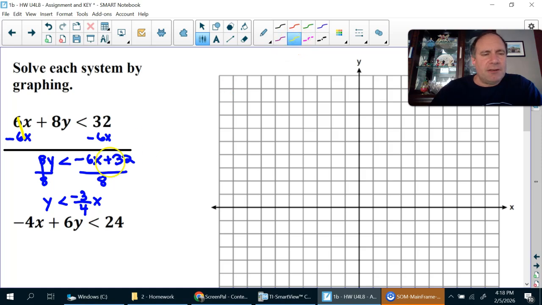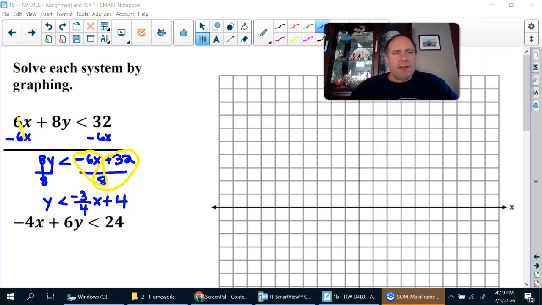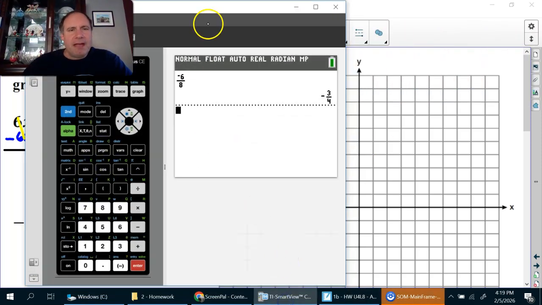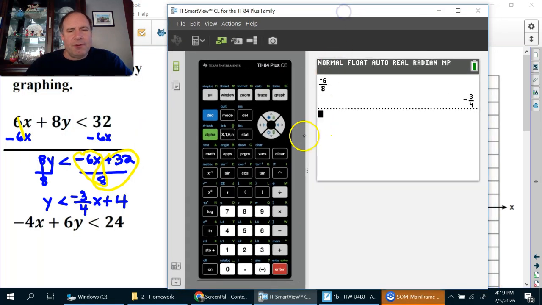Now the next thing you have to divide, remember you're dividing this first, and then you're going to divide the 32 by 8. Put that in the calculator just to make sure that you're getting that correct. So 32 divided by 8 is 4. And we are ready to go. Let's see if we can graph that using the TI-84.